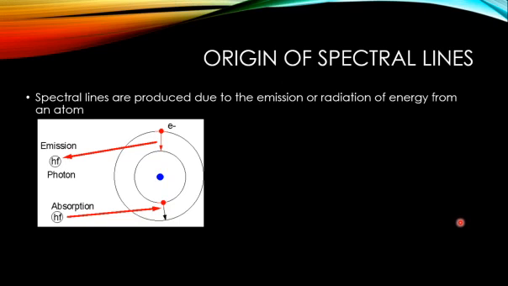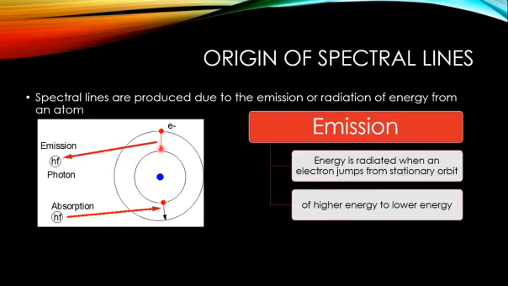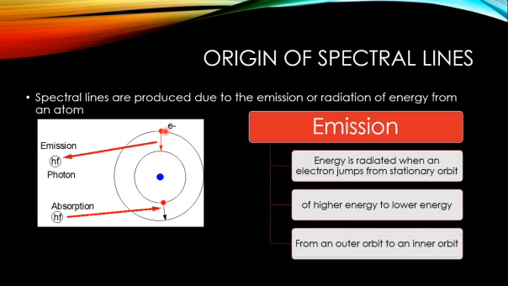Hello students, let us discuss more about the origin of spectral lines. As we have seen, a spectral line is obtained when there is a transition of an electron from one orbit to another, that is from a higher energy orbit to a lower energy orbit, which means an outer orbit to an inner orbit, and the amount of energy radiated, h times frequency, will be equivalent to the difference between the energies.